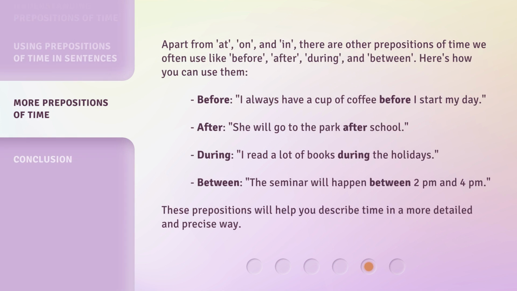Apart from at, on, and in, there are other prepositions of time we often use like before, after, during, and between. Here's how you can use them. Before, I always have a cup of coffee before I start my day. After, she will go to the park after school. During, I read a lot of books during the holidays. Between, the seminar will happen between 2 p.m. and 4 p.m. These prepositions will help you describe time in a more detailed and precise way.